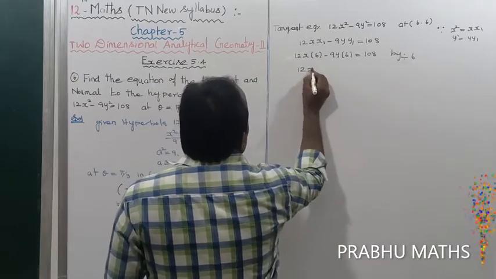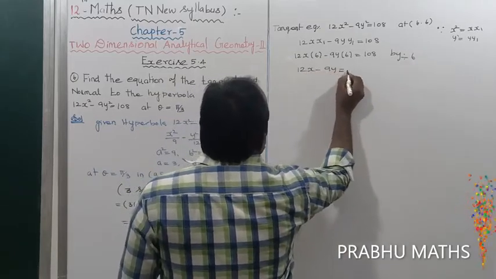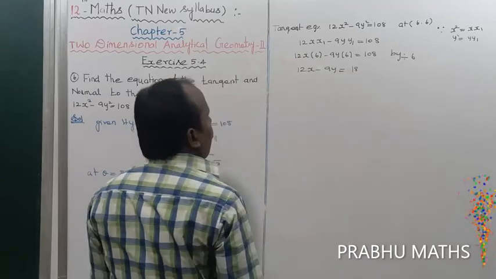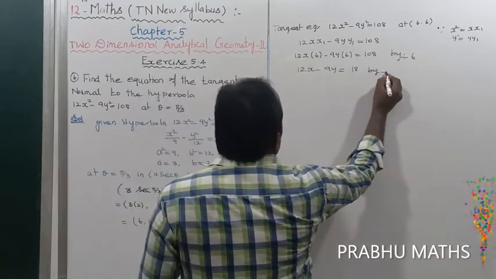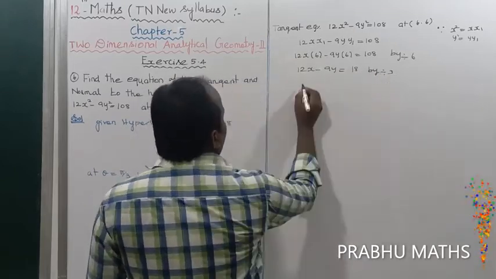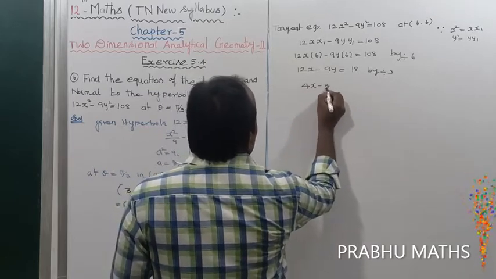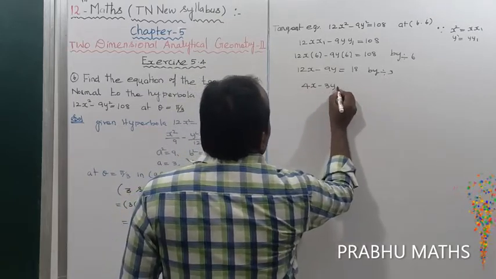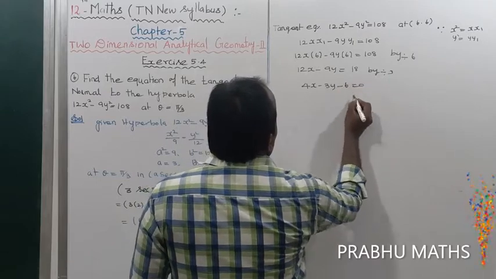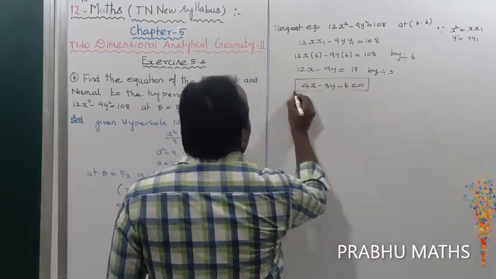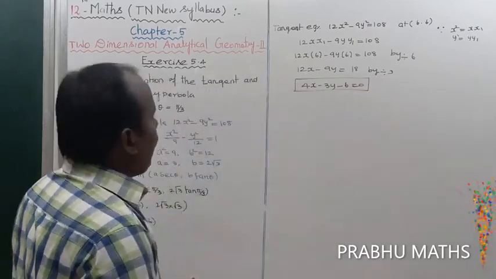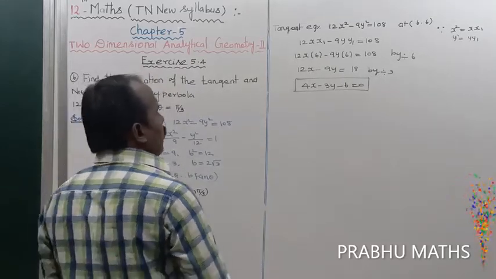we get 12x minus 9y is equal to 18. Next, dividing by 3, we get 4x minus 3y minus 6 equal to 0. That is the tangent equation. Next, to find the normal equation.